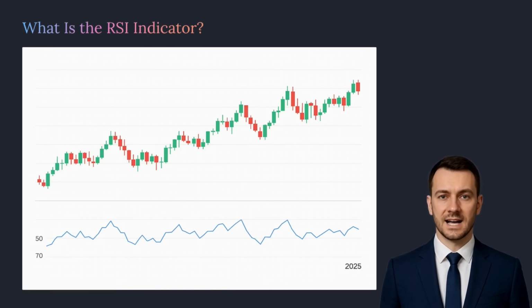When RSI is high, it indicates strong upward momentum. When it's low, it indicates strong downward momentum. By understanding these readings in context, traders can anticipate shifts in market direction.